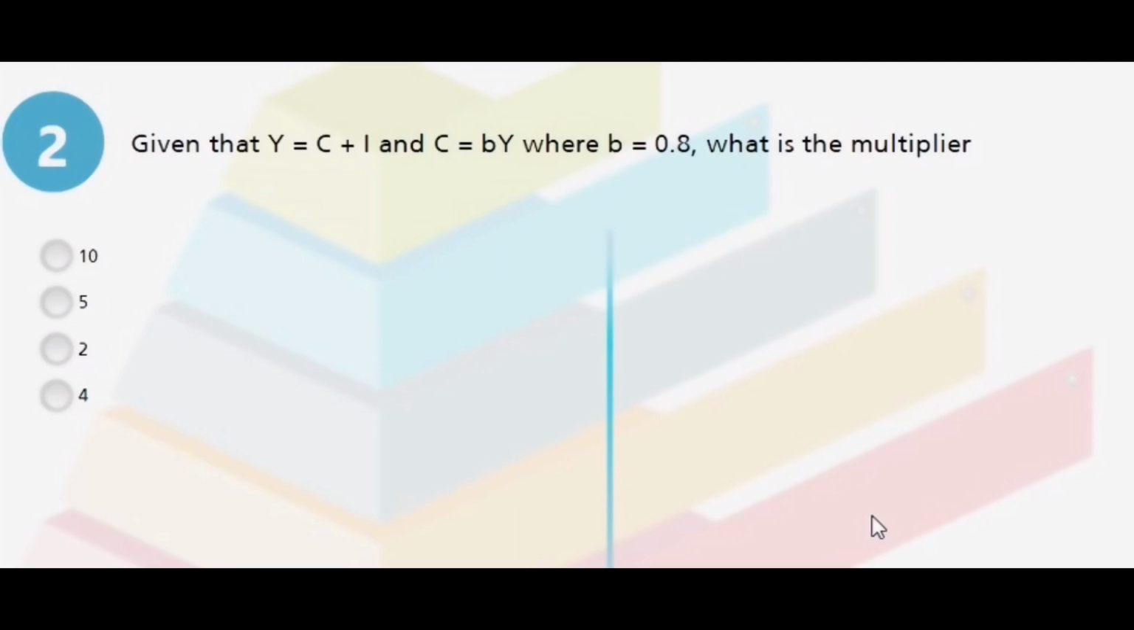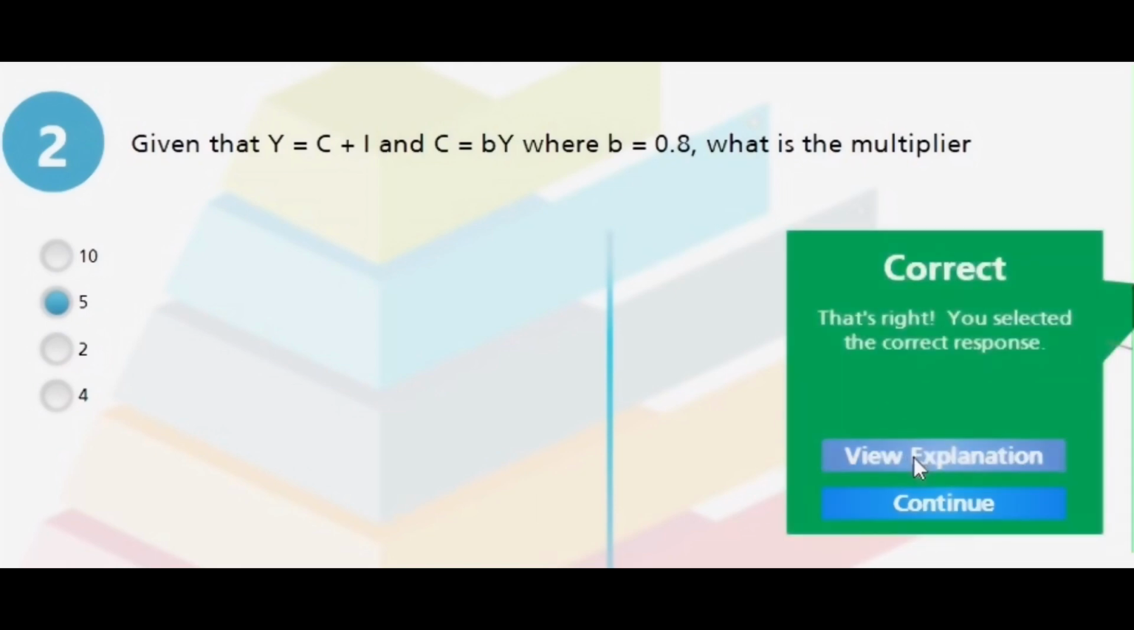Question 2. Given that y equals c plus i and c equals by, where b equals 0.8, what is the multiplier? The formula for calculating the multiplier k is 1 divided by 1 minus b. The b is the marginal propensity to consume. If you solve this question, the answer is going to be 5.